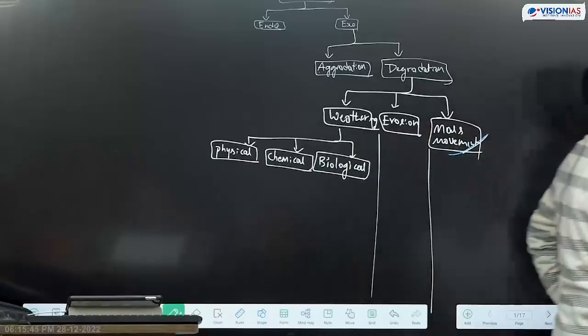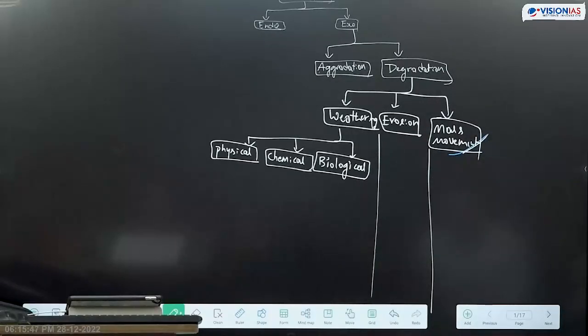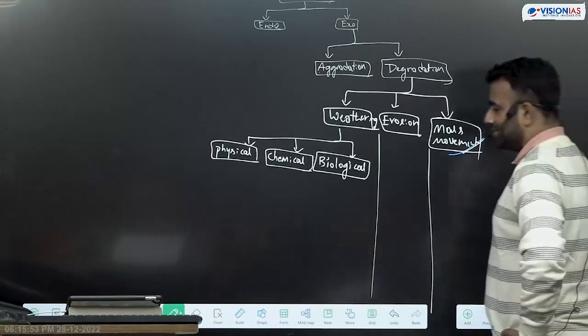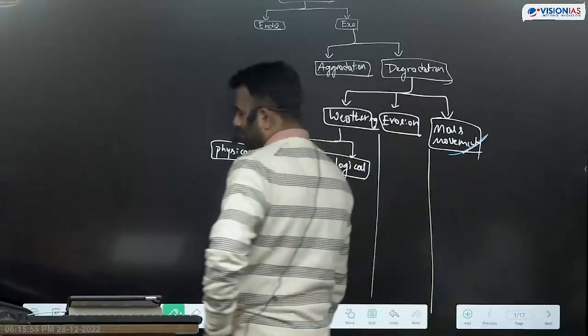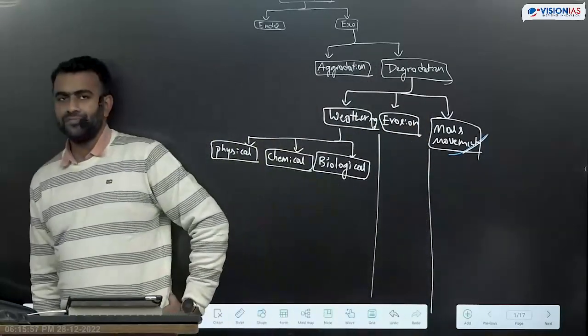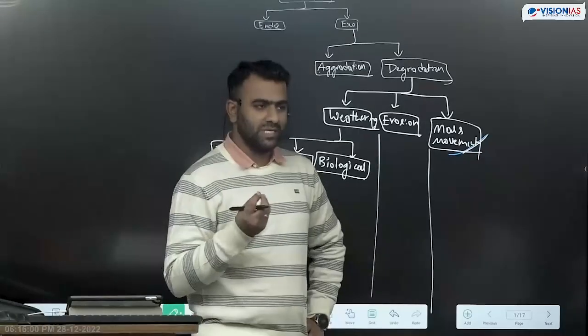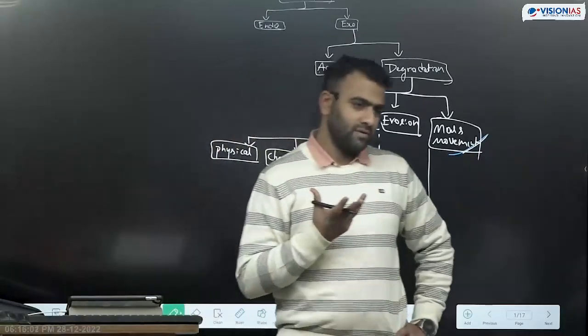You can clearly understand by the meaning of the term itself. Physical breakdown is physical weathering. Chemical breakdown is chemical weathering. Biological breakdown is biological weathering. Physical breakdown में क्या होता है? The rock just changes its physical nature.